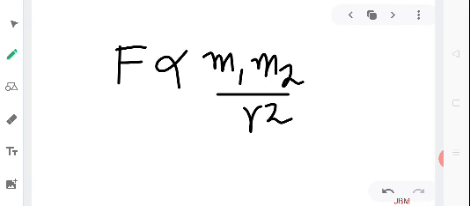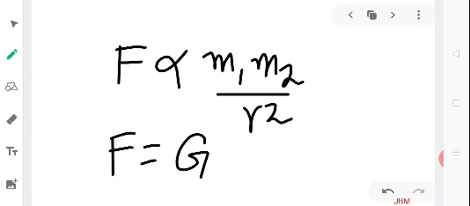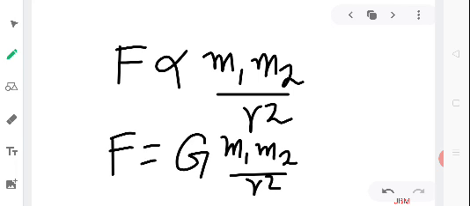Now whenever we want to replace this proportionality sign with an equal to sign, we introduce a constant of proportionality. In this case, this constant of proportionality is given by G, capital G. So obviously the expression now becomes F equal to G times m1 m2 by r square. This is the expression for the gravitational force existing between any two objects present in this entire universe.